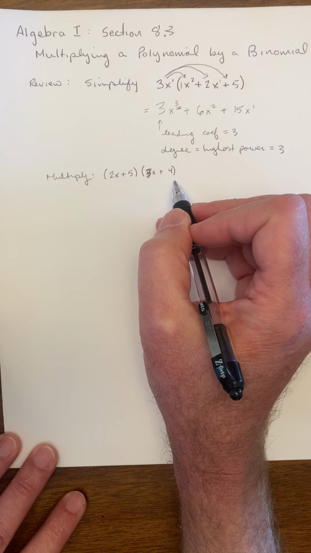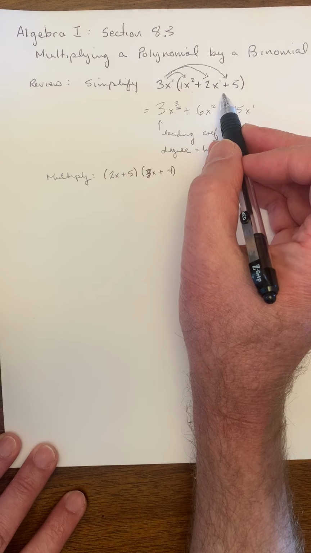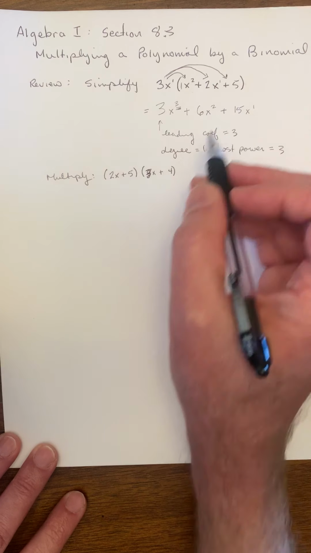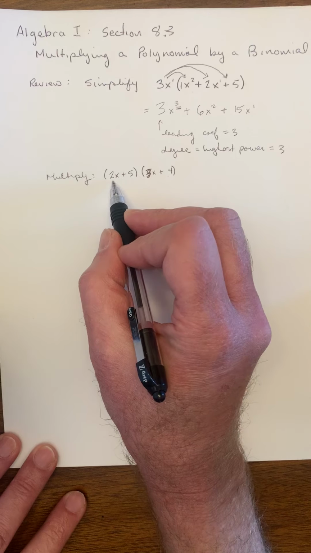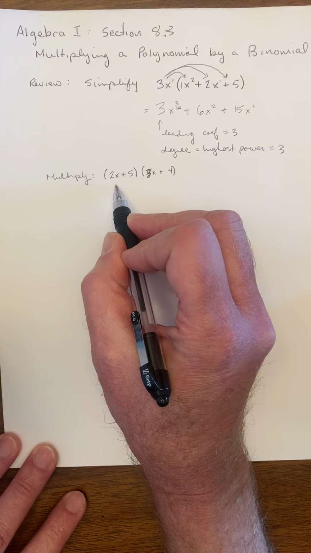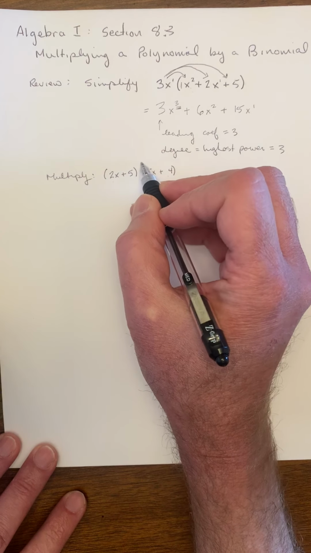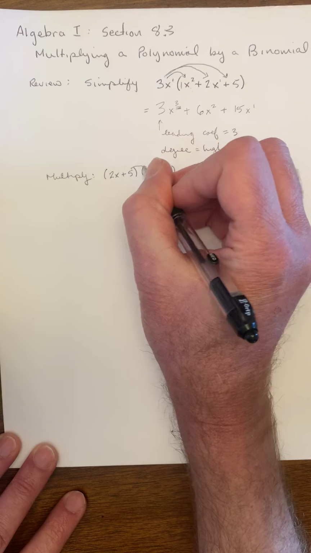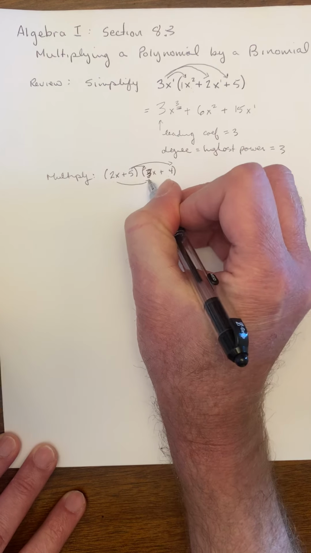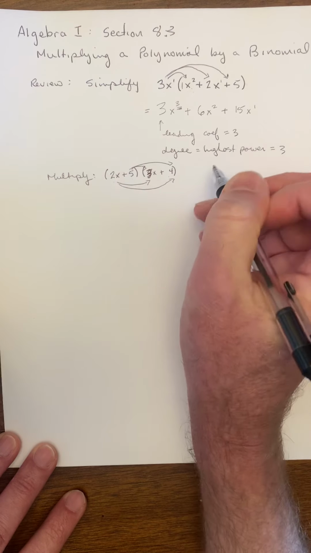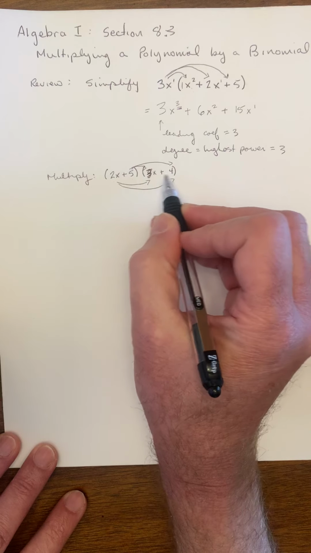Well, the idea to remember is that we're still going to use the distributive property just like we did here. But what's complicated is that we don't just have one thing that we're going to distribute. We have two things that we're going to distribute. So this problem is just like this problem, but instead of just distributing the 5, which we're going to have to do, we also have to distribute the 2x. So both of these things need to be distributed through this binomial.